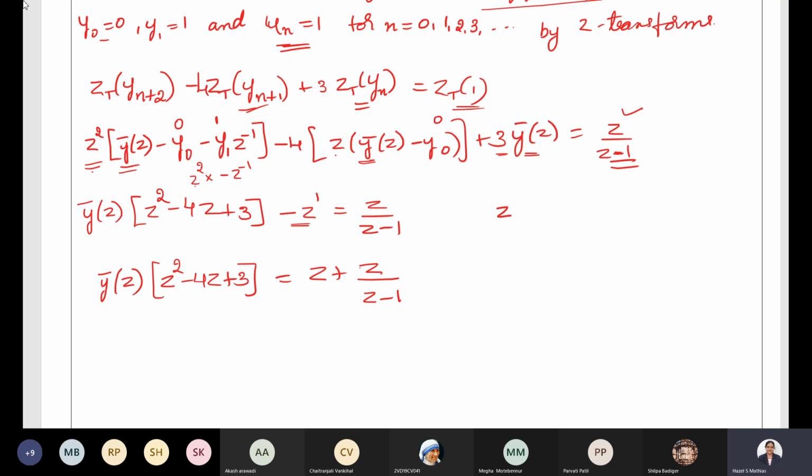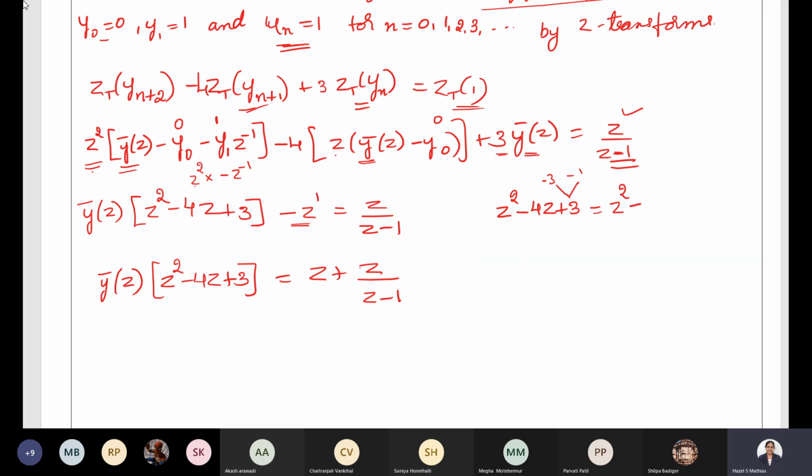Now can we write z square minus 4z plus 3 as a product of linear factors? Find the roots and check. Can we write this equation as a product of linear factors? Z square minus 4z plus 3. You take the multiple of 3 as minus 3 and minus 1. Minus 3 times minus 1 is plus 3, and minus 3 minus 1 is minus 4.